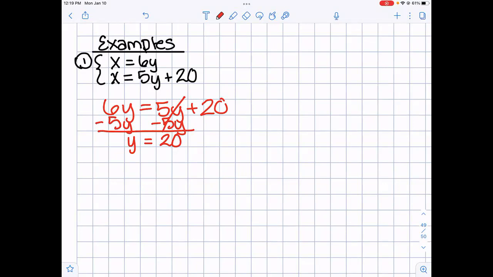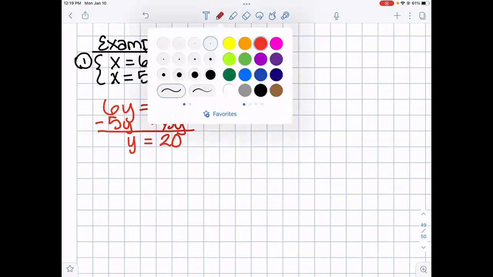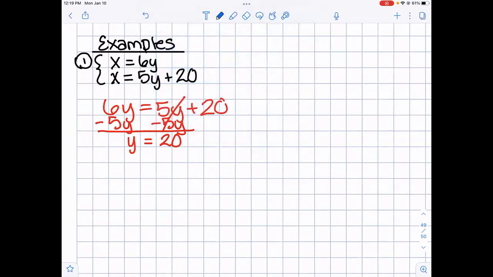We have y. Now we need to know what x is because we need to have a point where they cross, right? So we have y, we need to find x. How could I find x? If I know y is 20, what can I do with that to find x? 20 times 6. I can plug it back into that first equation. Does it matter which equation we use? No, right? They're equal to each other, so it won't matter. But I don't want to do 5 times 20 plus 20, right? I want to do 6 times 20 because that's easier.